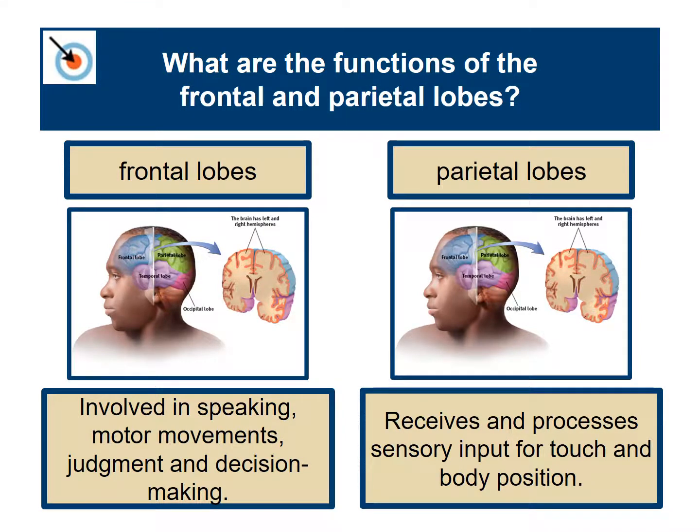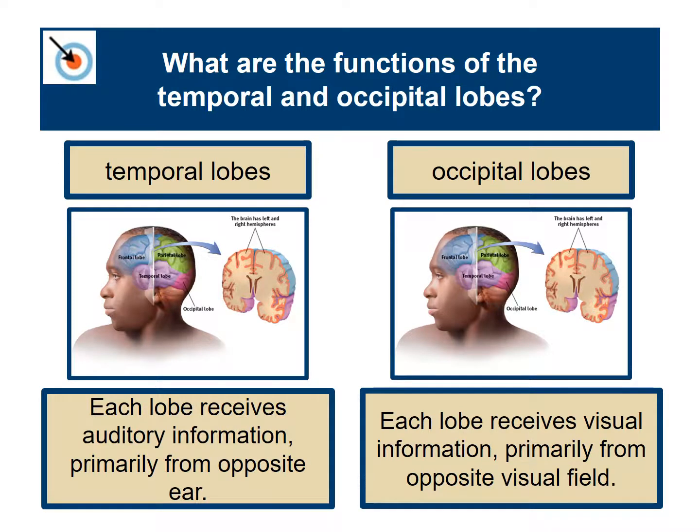Functions of the frontal and parietal lobes. The frontal is involved in speaking, motor movements, judgment, and decision making. The parietal lobes receive and process sensory input for touch and body position. Temporal: each lobe receives auditory information primarily from the opposite ear. And occipital is vision; it receives visual information primarily from the opposite visual field.